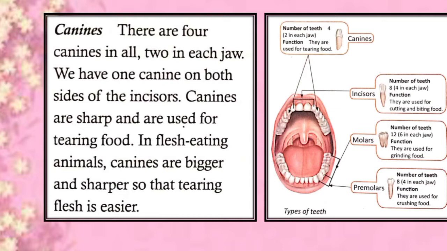Now the shape of canines. Canines are sharp and are used for tearing food. In flesh-eating animals, canines are bigger and sharper so that tearing flesh is easier. So the function of these canine teeth is to tear food.